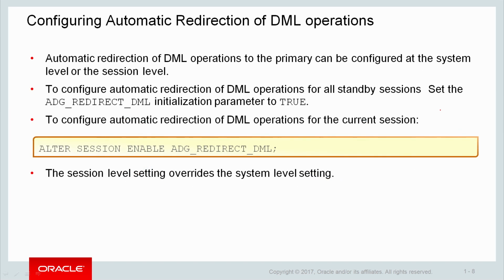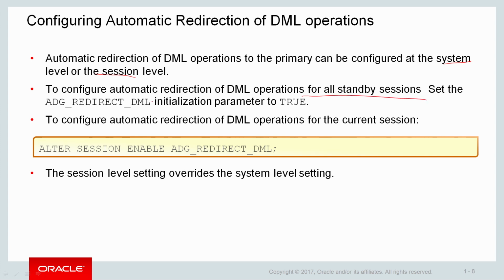So how do we configure this? Well, we can configure it at either the system level or the session level. So automatic redirection of DML operations to the primary can be configured at, as I say, system or session. If you want to do it at the system level, this means it will apply to all standby sessions.